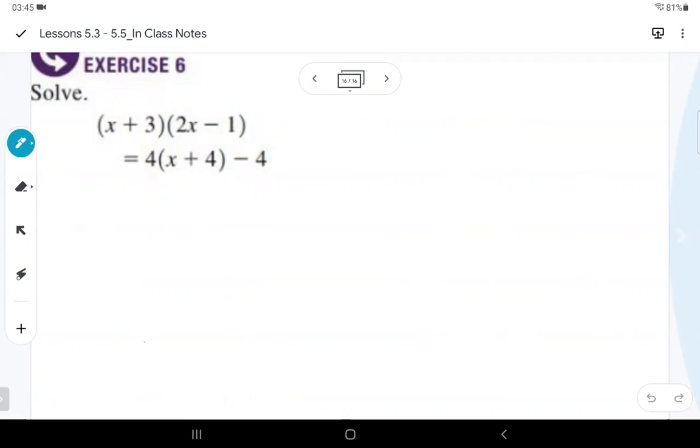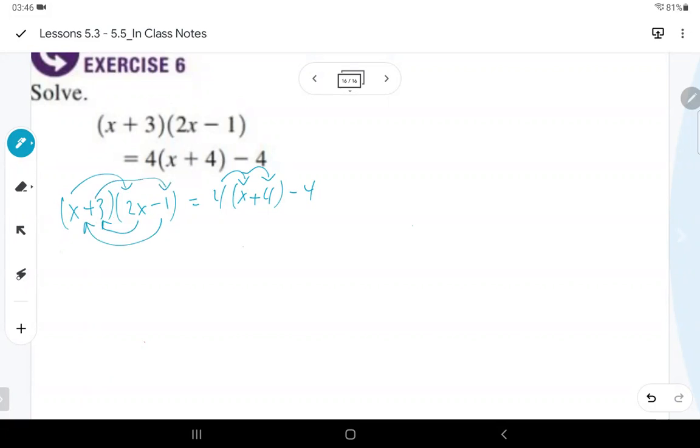So first things first, let's FOIL and distribute. So x plus 3, 2x minus 1, equals 4x plus 4 minus 4. We'll distribute and we'll FOIL. So 2x squared plus 6x minus x, minus 3 equal to 4x plus 16 minus 4.